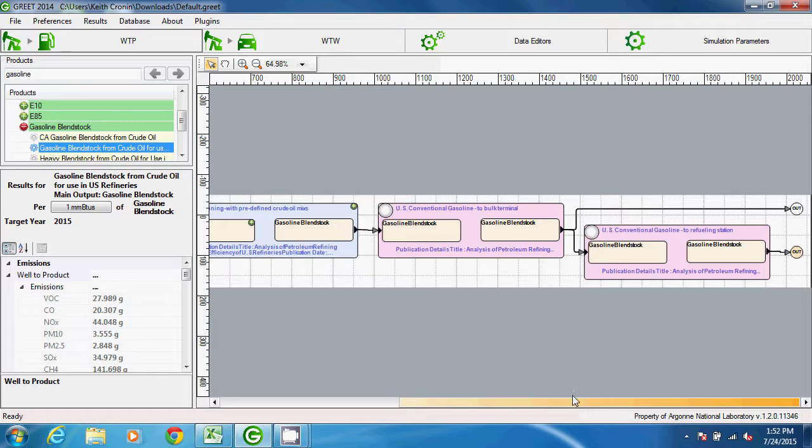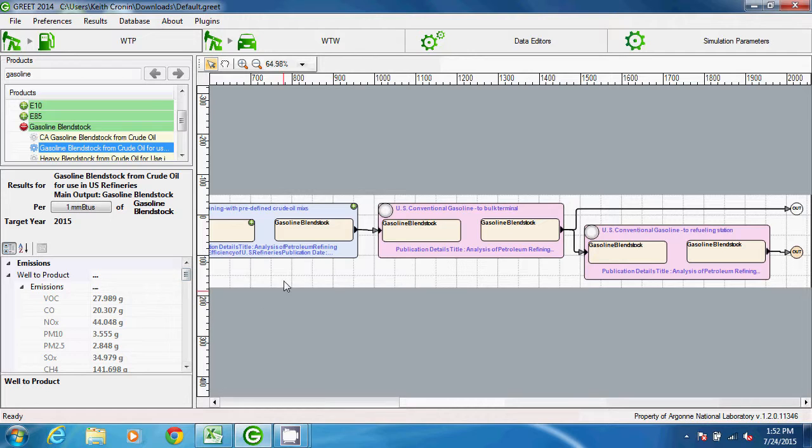The functional unit for this pathway is in terms of 1 million BTUs of gasoline blend stock, and the results displayed are both direct and upstream. In other words, the emissions and energy consumed in this pathway, as well as the emissions and energy consumed to produce all inputs in the pathway.